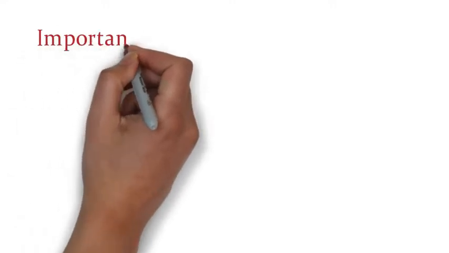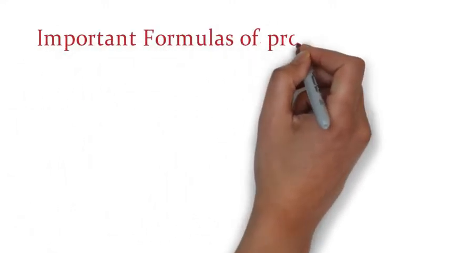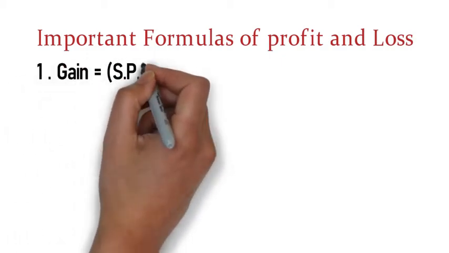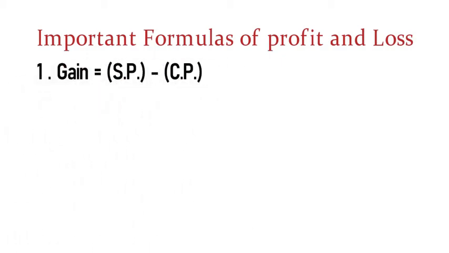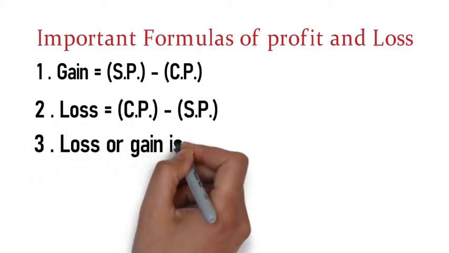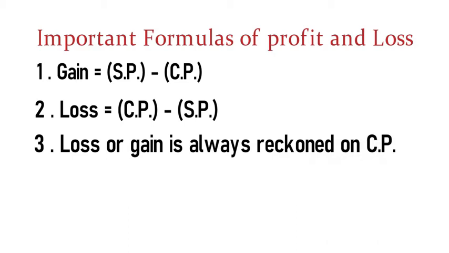Hi friends, in this video, you are going to see important formulas used in profit and loss. Gain equals SP minus CP. Loss equals CP minus SP. Loss or gain is always reckoned on CP.